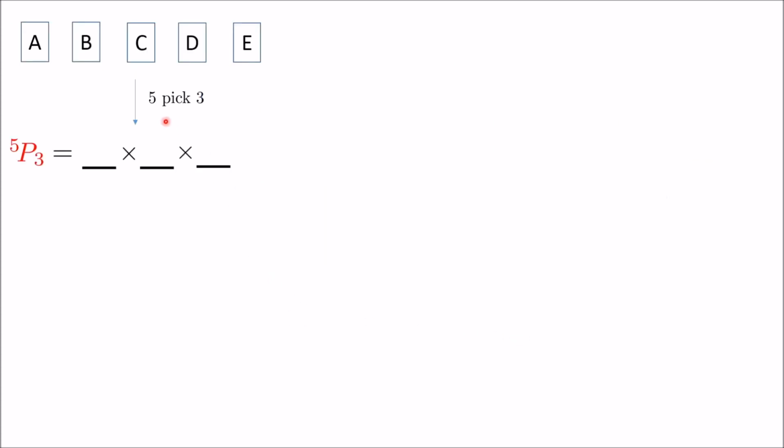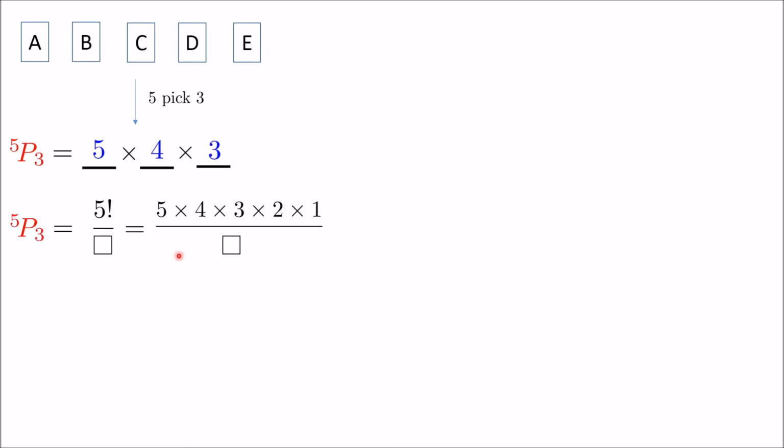Okay, let's do 5 pick 3. So initially you got 5 choices. After you have grabbed the card, you cannot repeat it, so it's gone. So now you're left with 4 choices. After your second pick, you were left with 3. Okay, so here's the answer.